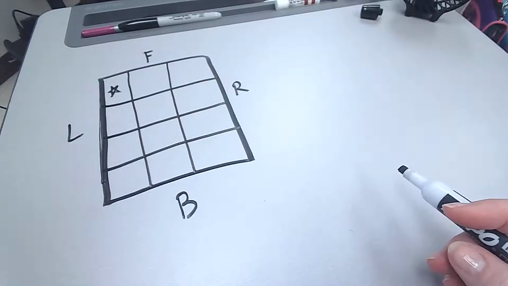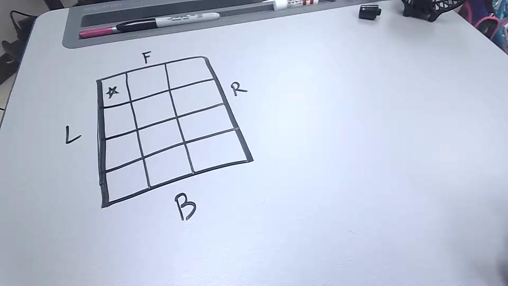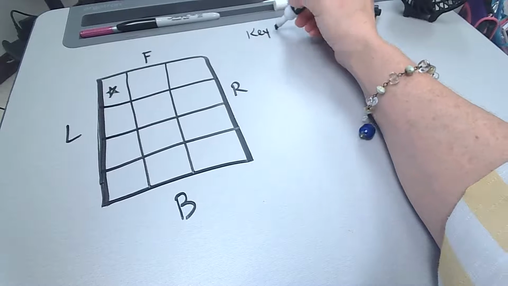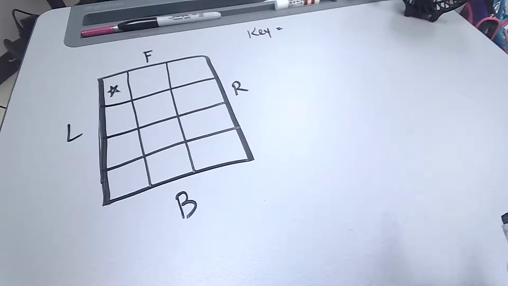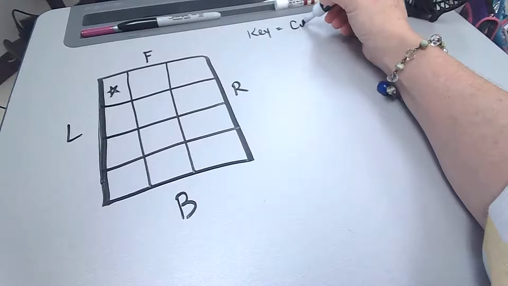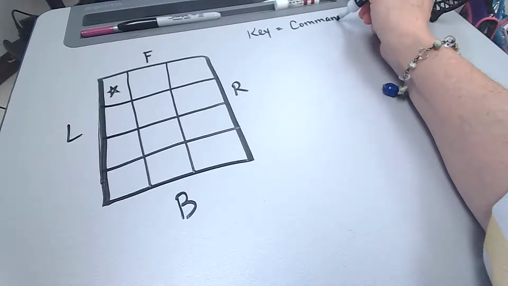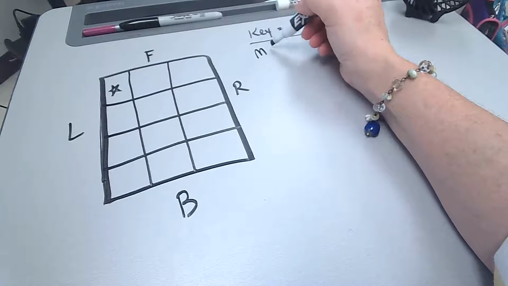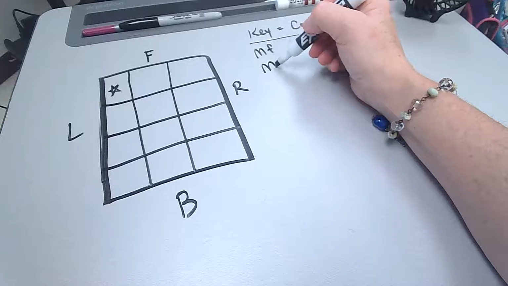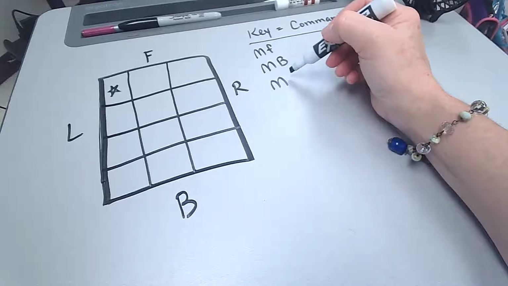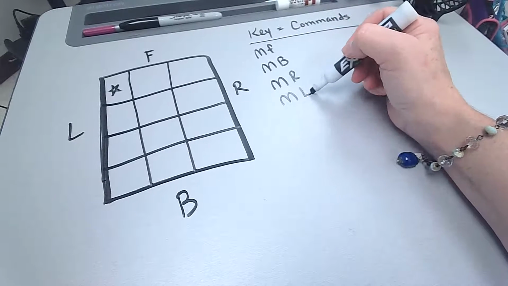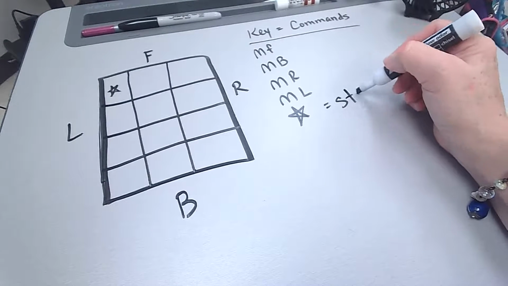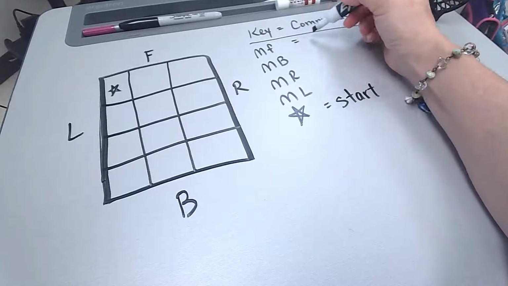Now I put a star there, but how do you know that means start? You don't know that except for me telling you. We're going to make a key. The key will be our commands. So just like you have a key for a map, we're going to have a key which will equal our commands. So we're going to have a move forward, a move backwards, a move right, and a move left. And we want to tell them where the start is. All right. So I'm going to label all of these.